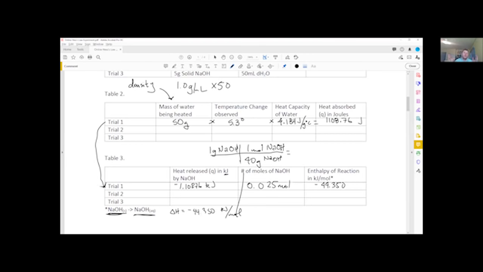energy. If you wanted to take aqueous sodium hydroxide and make solid sodium hydroxide, you'd have to put that equal amount of energy back into it. Okay, now you have to complete trials 2 and 3 with those different masses. But this is your setup and your structure for your tables.